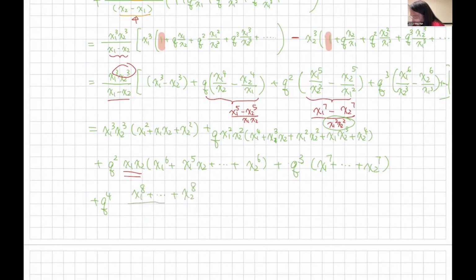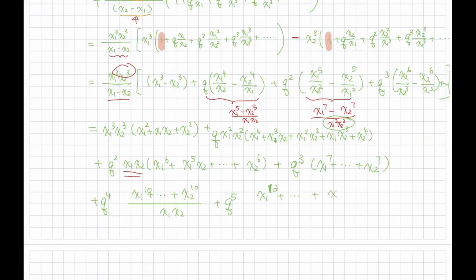But this time you're divided by x1, x2, right? And then q to the power 5 would be 9. Is it 9? Sorry. I think this one is actually more. 7 and then would be 9. Let me just check. Q to the power 4 is actually 10 and 10. And then this one would be 12 here. Okay.